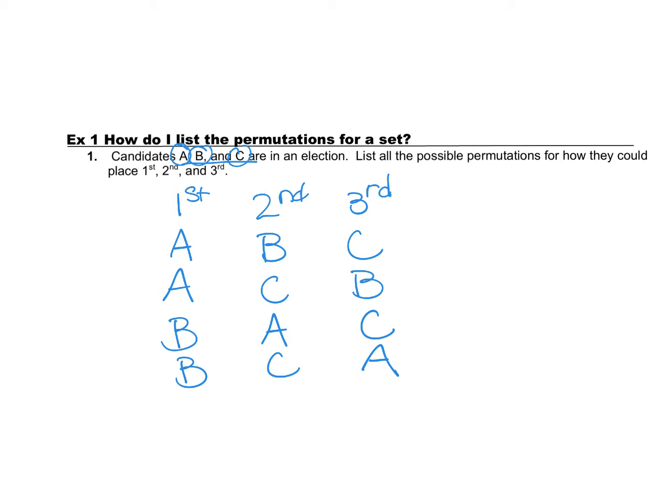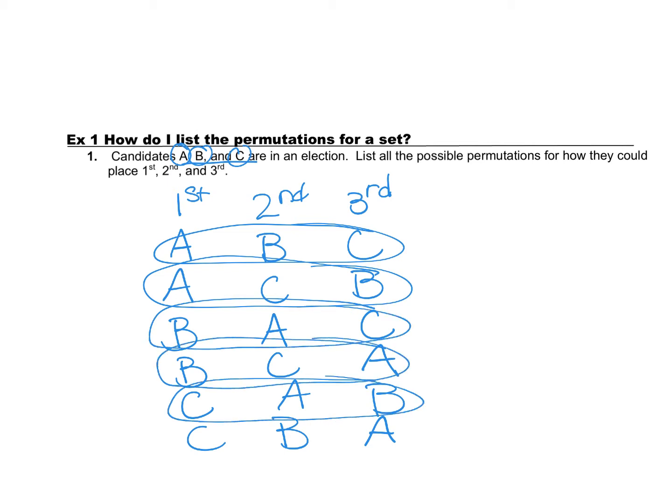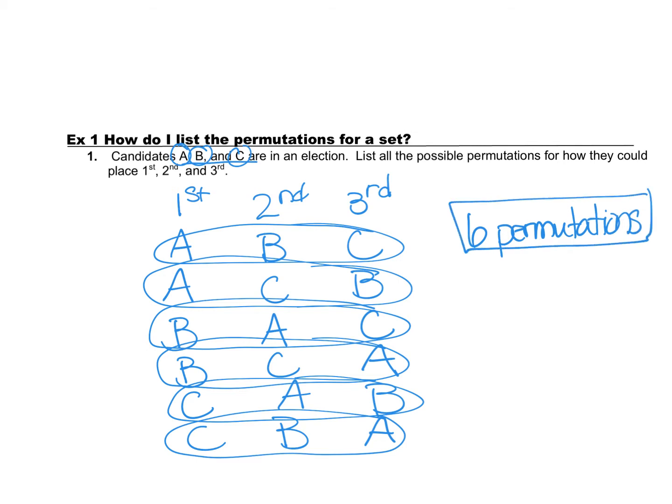Then C could be first place, and in second we'd have A and B. Then C could be in first place again, but switched around like this. So what we have here is one arrangement, two, three, four, five, and six arrangements. So what this means is that I have 6 permutations, meaning there are 6 different ways you could arrange candidates A, B, and C getting first, second, and third place.